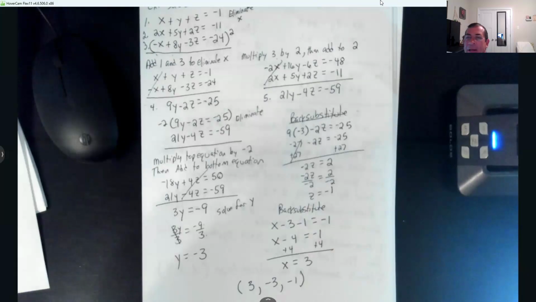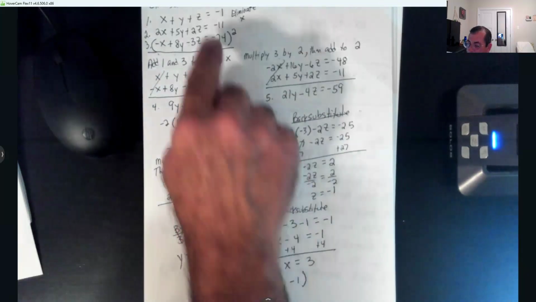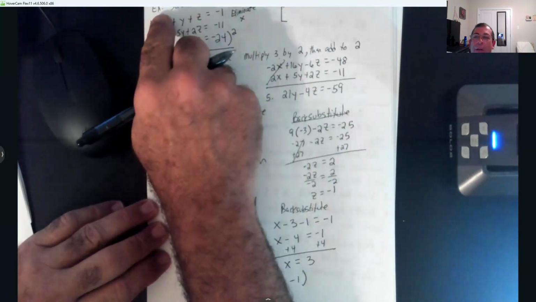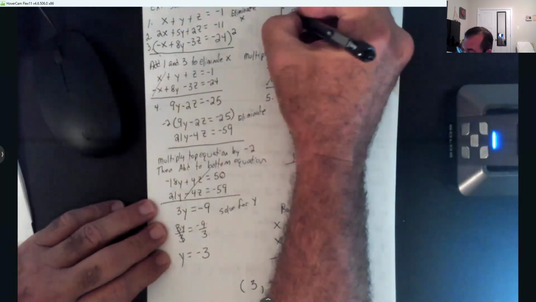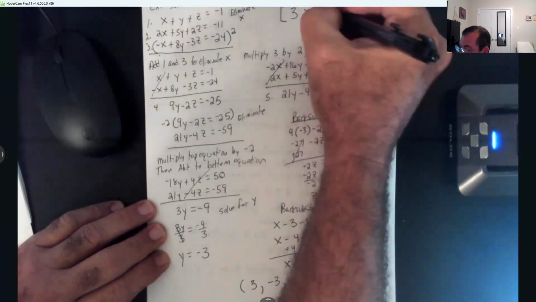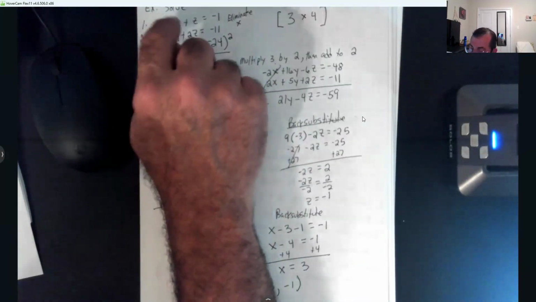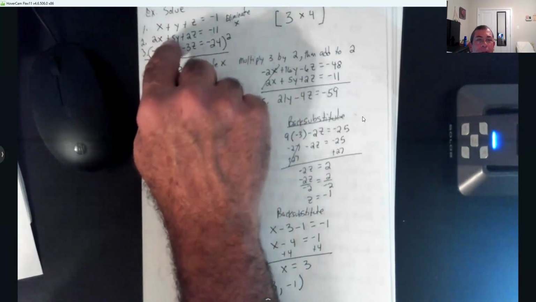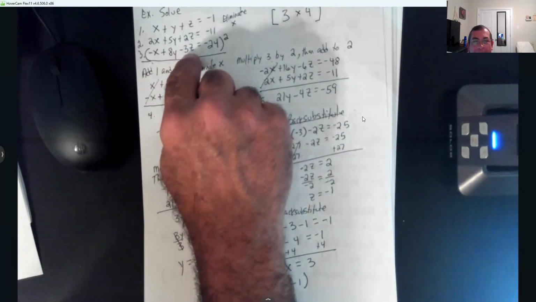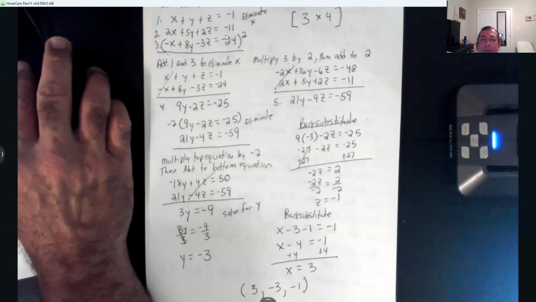So now let's do that one on the calculator real quick, and then I'll let y'all do a break, okay? Now on the calculator, this one has 3 rows by 4 columns. Okay, so here we go. I'm just going to punch in my numbers. 1, 1, 1, -1. 2, 5, 2, -11. -1, 8, -3, -24. So we're just going to punch in numbers on that calculator, y'all. So let's go.